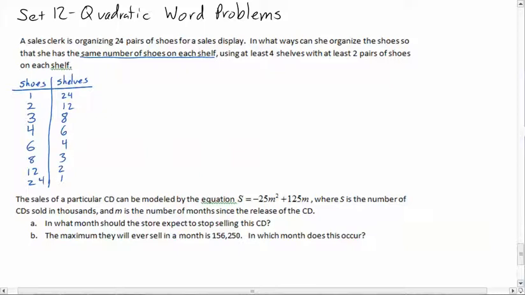So using at least 4 shelves, well, 1 is not at least 4, 2 is not at least 4, and 3 is not at least 4. So I got to have at least 4 shelves and at least 2 pairs of shoes on each shelf. Well, this only has 1 pair of shoes, and so I'm left with these 4 possibilities. And so that's it. Those are the 4 ways that she can organize. She can have 2 pairs of shoes on 12 different shelves, 3 pairs on 8 shelves, 4 on 6, or 6 on 4. All right, so there's some factors for you.